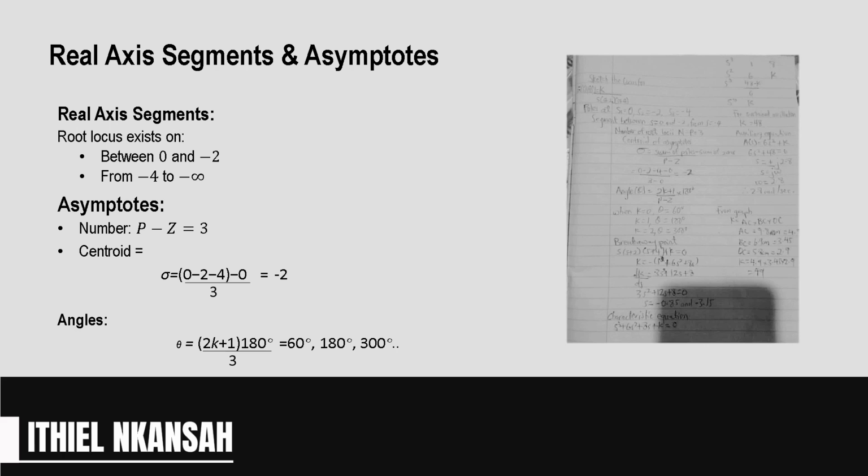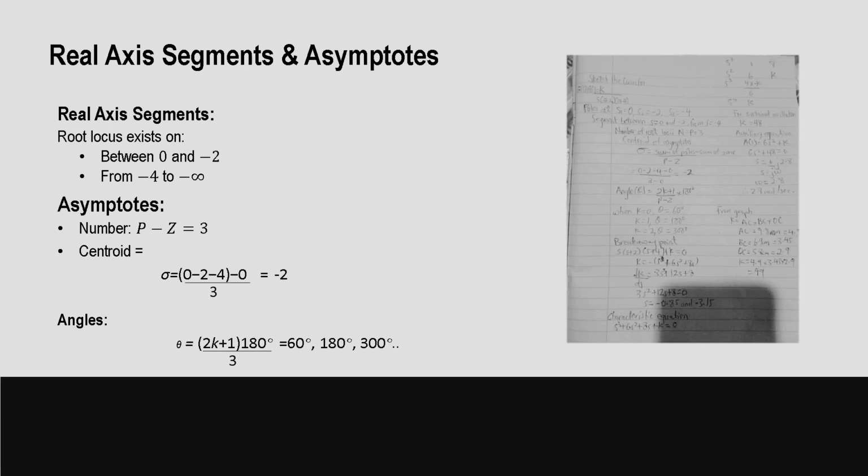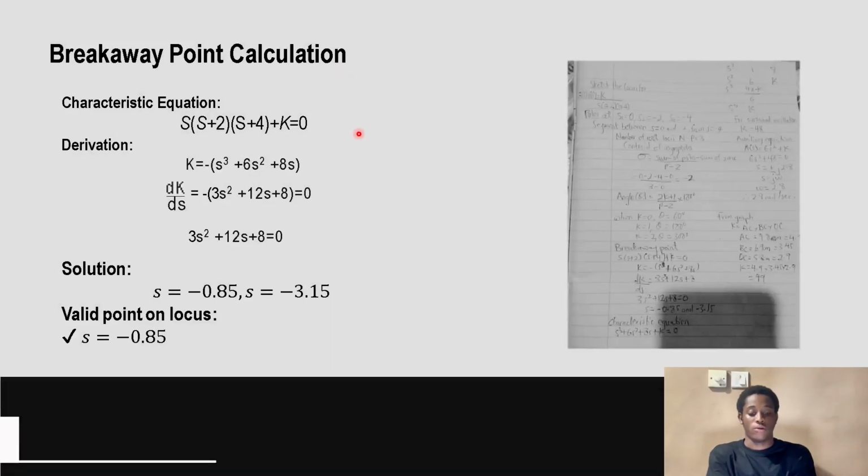which exists on the -2 to 0 and then -4 to infinity. And since we have the 3 poles and we have the 3 branches, as the gain becomes very large, the branches move towards infinity along the asymptotes, and it intersects at the point called the centroid, which is -2. And it also shows the direction of the pole movement for large values of gain and helps in sketching the Root Locus accurately. We can continue from where my fellow group member ended.